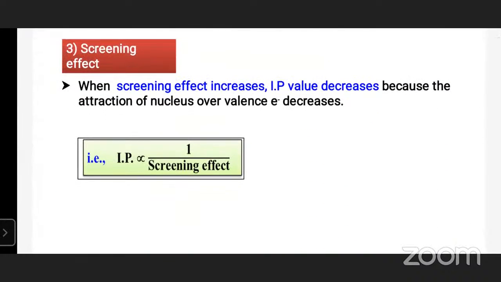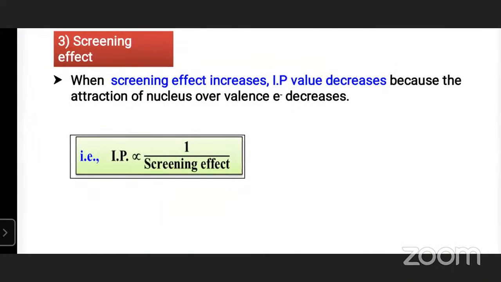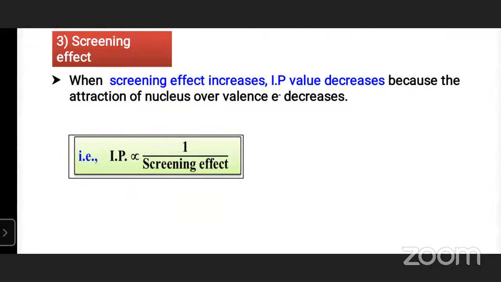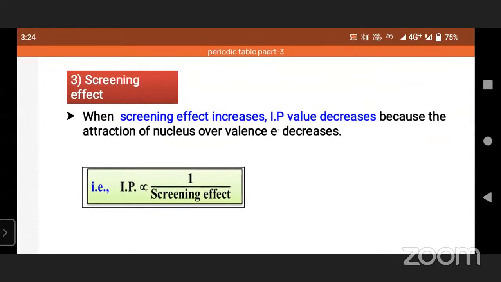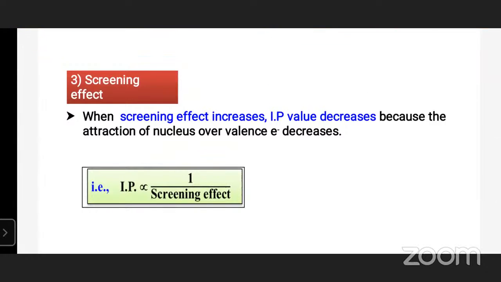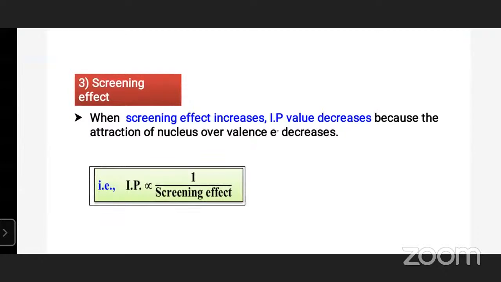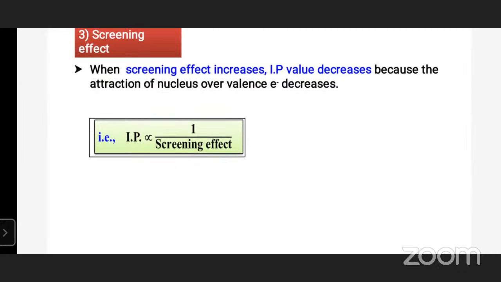The third factor affecting ionization energy is the screening effect. When the screening effect increases, IP value decreases because the attraction of the nucleus over the valence shell electron decreases. So IP is inversely proportional to the screening effect. IP value increases when the screening effect decreases, and IP value decreases when the screening effect increases.